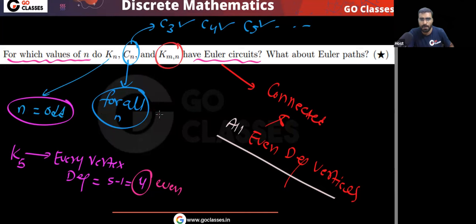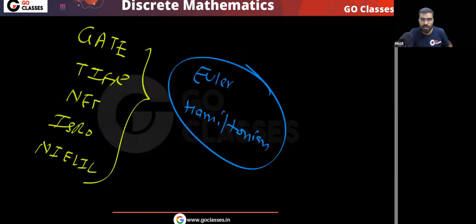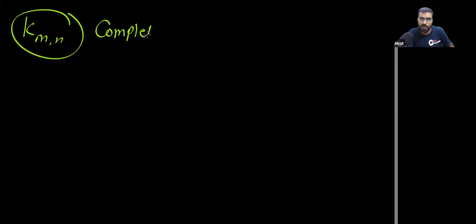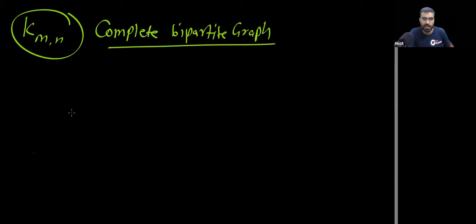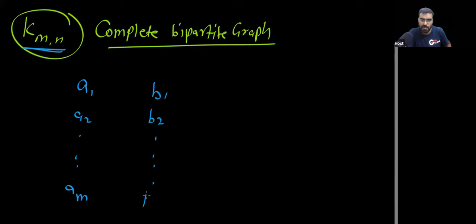What about Kmn? Let's see about Kmn. This is a complete bipartite graph. So what about this graph? See, there are m vertices here, and there are n vertices here. So this is your complete bipartite graph.